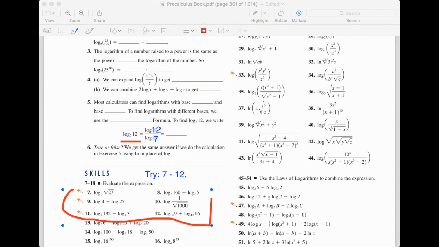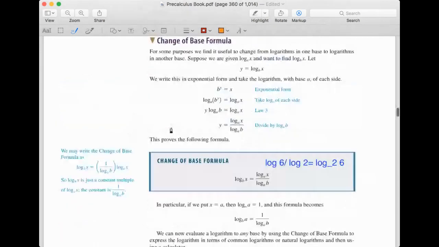1 over square root of 1000 can be written as 10 raised by negative 3 over 2. Then the value is base 10 raised by negative 3 over 2. The log is also base 10. So by this rule, let me just show you one more time.